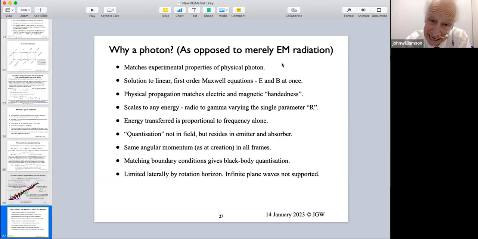It scales to any energy, radio to gamma, by varying a single parameter R. So a thing emitted here as blue can get to the edge of the universe and be absorbed as very far infrared at the edge of the universe, as we see the far edge of the universe looking from where we are, of course. So if we're looking at very far away things using the James Webb telescope, we're also looking at things that are desperately redshifted, which we can do because of this factor R. And the energy transferred is proportional to the frequency alone. So that begs the question of why do you get the redshift, of course, but that's for Viv in one of his talks.